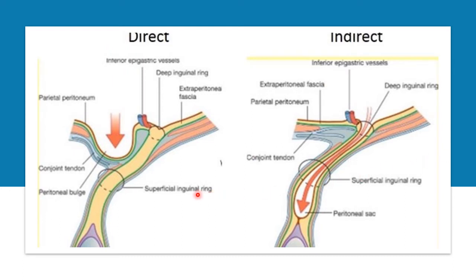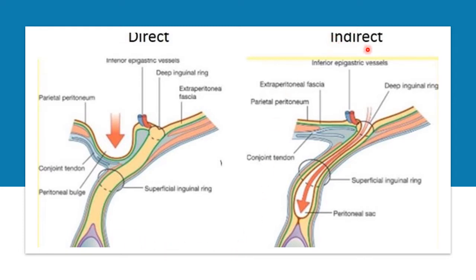Here, this diagram again shows you a direct hernia, where the hernia bulges through the thickness in the posterior abdominal wall, medial to the inferior epigastric artery, and then continues its journey and exits at the superficial inguinal ring to go into the scrotum.